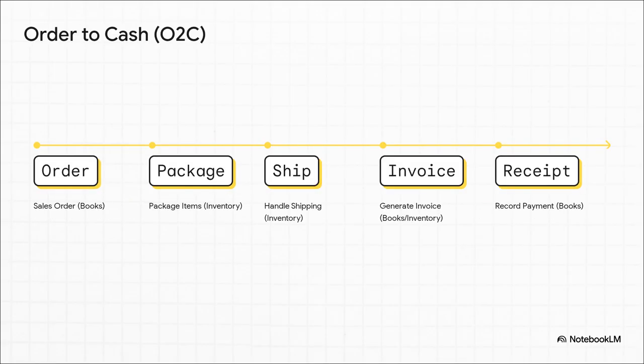And on the flip side, you've got the O2C, or order to cash flow. This maps out your entire sales journey. It shows how Zoho Books and Zoho Inventory work together perfectly to manage an order all the way from creation to packing, shipping, delivery, invoicing, and finally getting that cash in your bank.